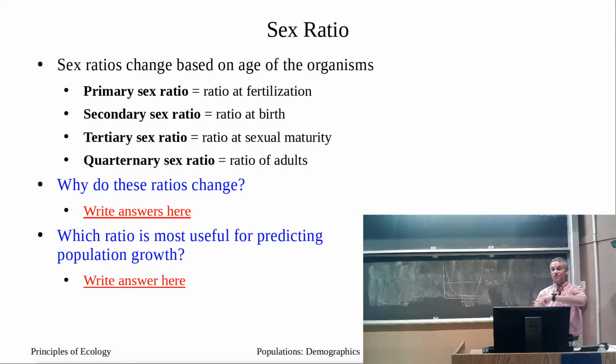Tertiary is going to be most important, because tertiary is right at sexual maturity. That's where the bulk of our population growth is going to happen. This quaternary sex ratio, while it may give us some idea of population growth, includes individuals that have passed their reproductive prime and in many cases are no longer reproducing. So the most important ratio for predicting population growth is that tertiary, right when we're at sexual maturity.